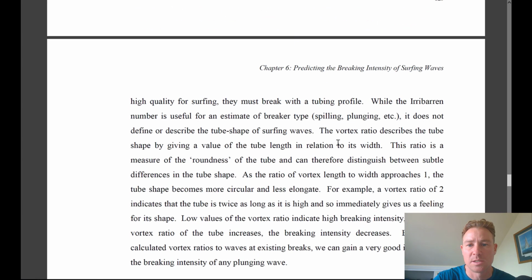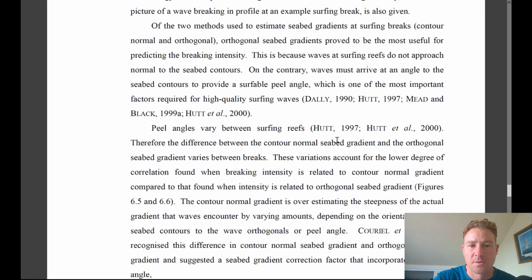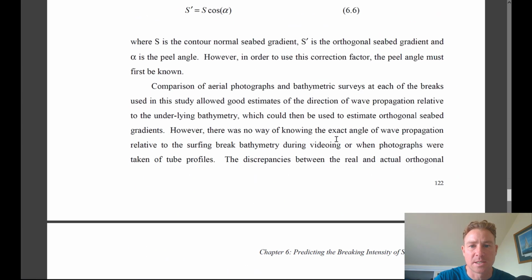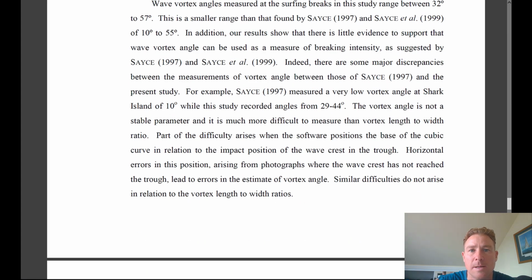And so they actually did state somewhere in here that the vortex angle was not going to be a suitable measurement because of the variability. And they said here, our results show that there is little evidence to support that wave vortex angle can be used as a measure of breaking intensity. And there were huge discrepancies.